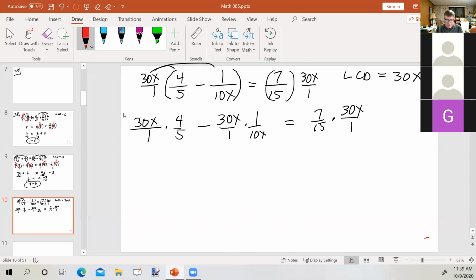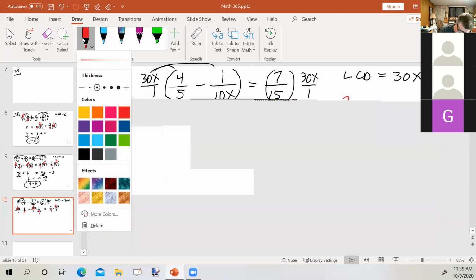Okay, so now we'll simplify. 30 over 5 is 6 over 1. 30x over 10x is 3 over 1. We got rid of the x there. And 30 over 15 is 2 over 1.